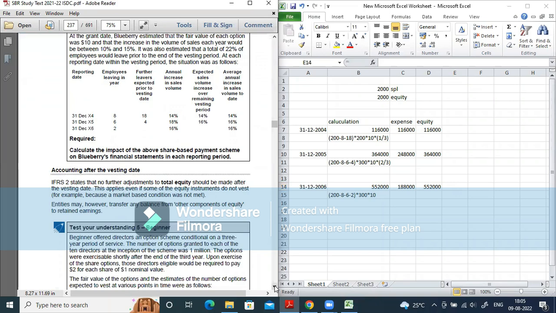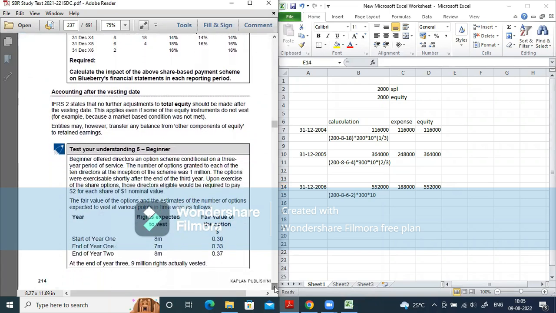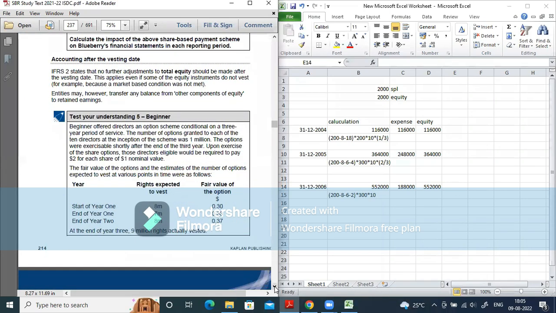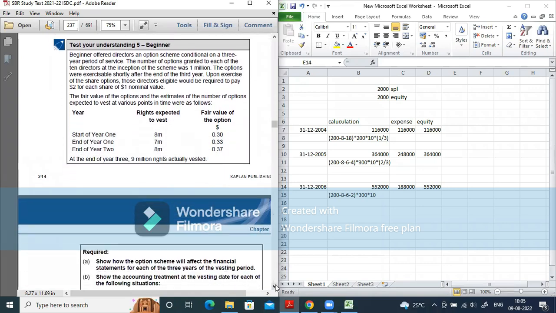Now the accounting treatment for the vesting condition. It means on the vesting date, what will be the accounting treatment which we should consider? So that we will be discussing. So we try to discuss with a small illustration.